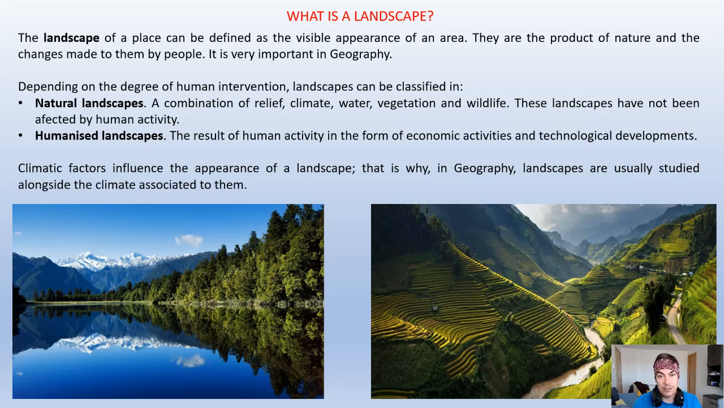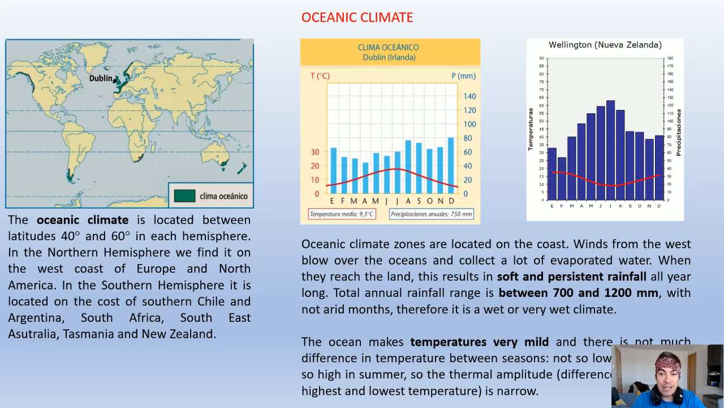So climatic factors influence the appearance of a landscape. They affect a lot the shape of a landscape, and that is why in geography, landscapes are usually studied alongside the climate which is associated to them, so like pairs. And this is how we are going to study them. So the first climate we are going to study, the first temperate climate, is oceanic climate.